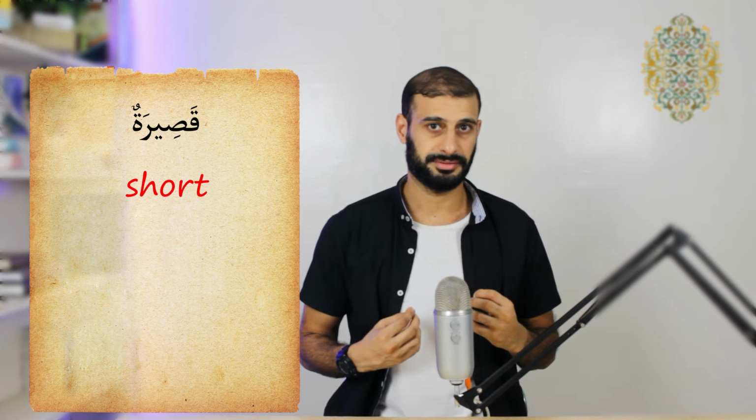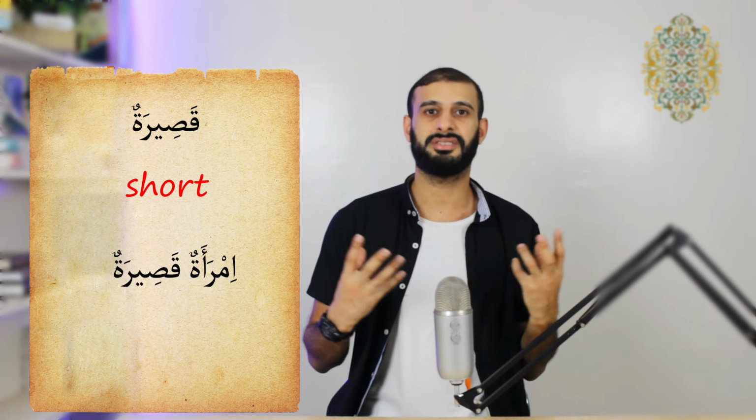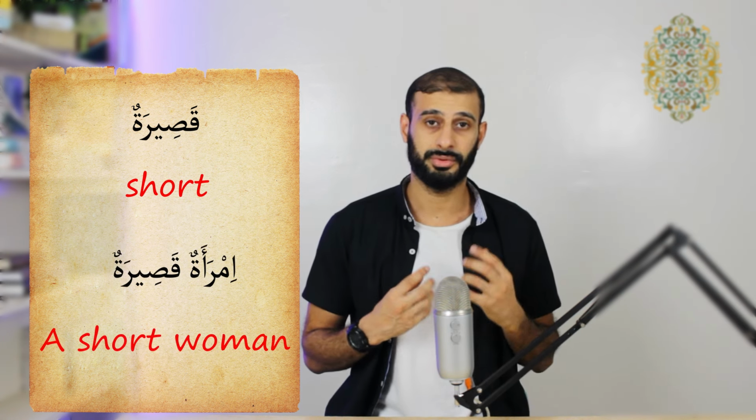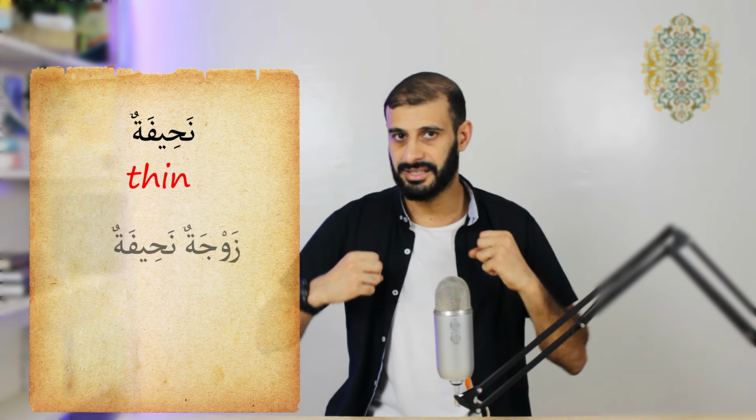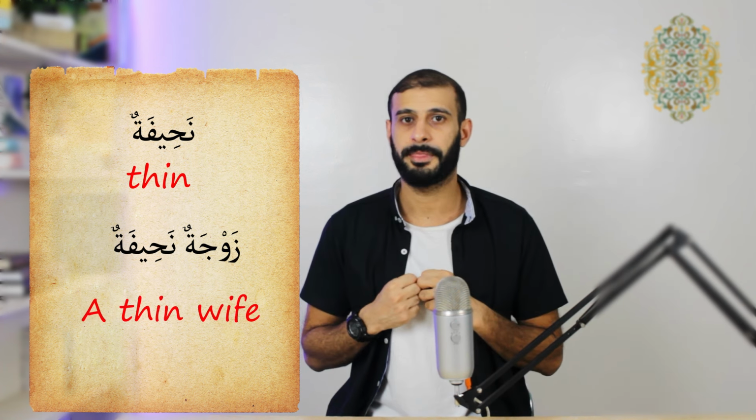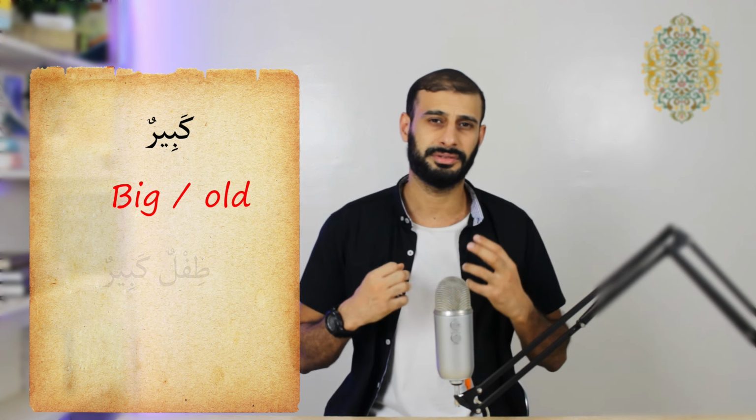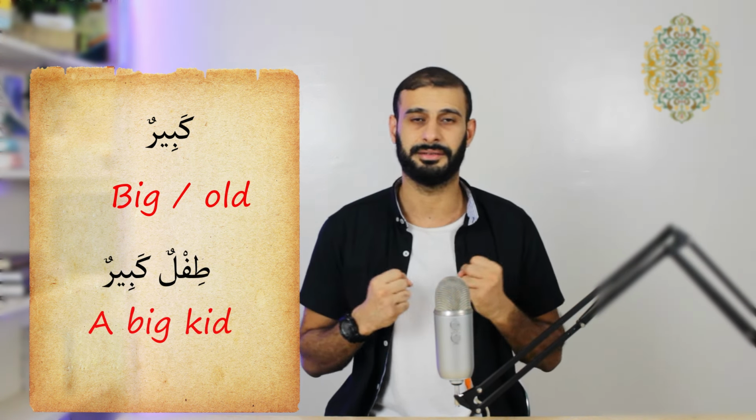قصيرة تعني short. امرأة قصيرة, a short woman. سمين تعني fat. زوج سمين, a fat husband. نحيفة تعني thin. زوجة نحيفة, a thin wife. كبير تعني big or old, like طفل كبير, a big kid.